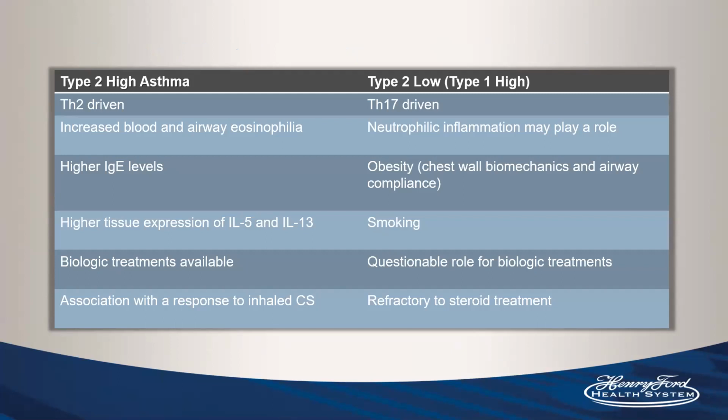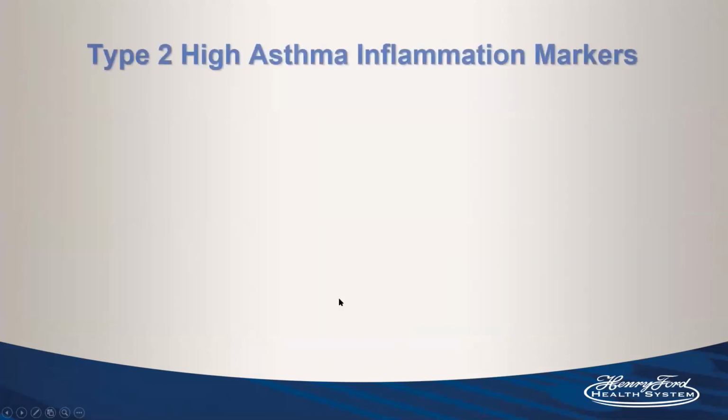Now the type 2 low, or what is called type 1 high, it's T helper 17 driven, neutrophilic inflammation plays a big role. Obesity may be related to the chest wall biomechanics and airway compliance. Some people are smokers. Questionable role for biologic treatments, even though a lot of biologic treatments are being investigated, and it's usually refractory to steroid treatment.